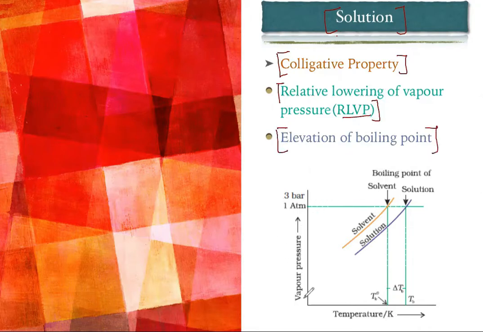So here is a picture. You can see the graph is between vapor pressure and temperature, where you can see that the solvent has a particular temperature after the addition of non-volatile solute. With the non-volatile solute, we are going to get the solution. So the solution will have a higher boiling point than its pure solvent. So a lot to know in this lecture. Without a doubt, let's start.